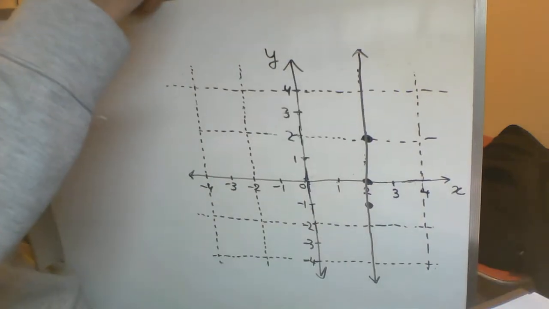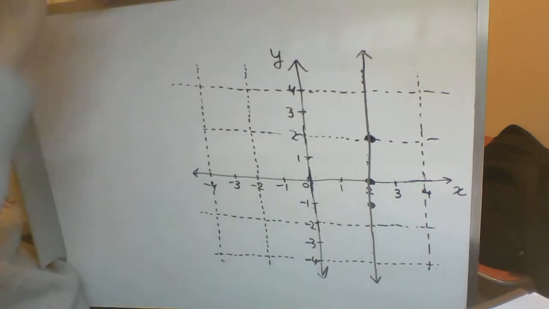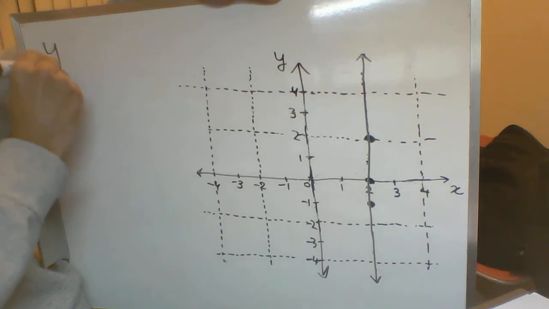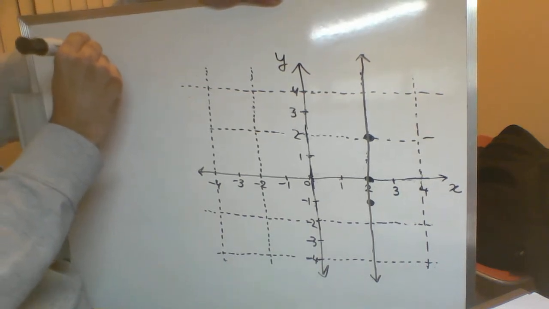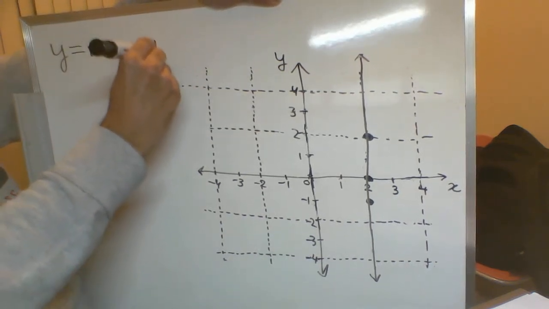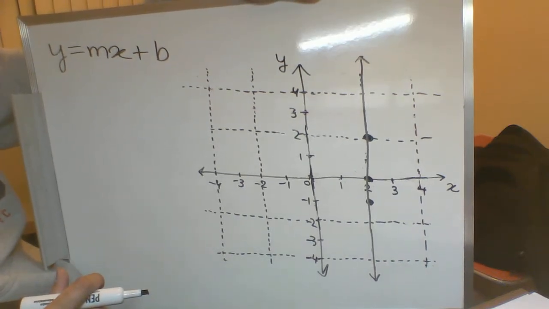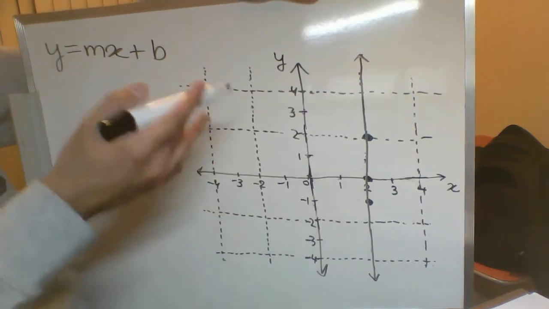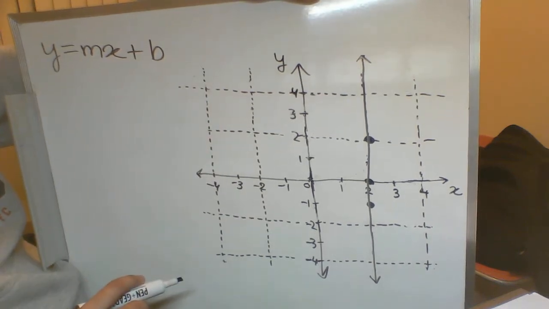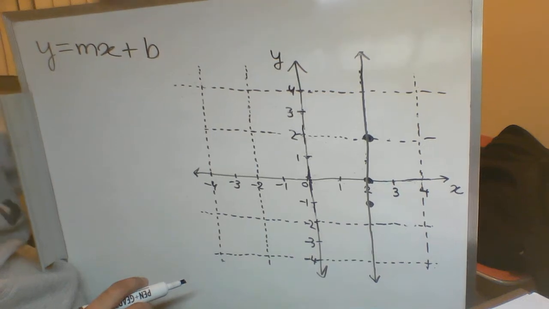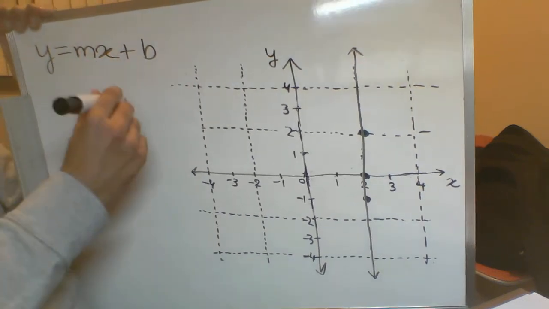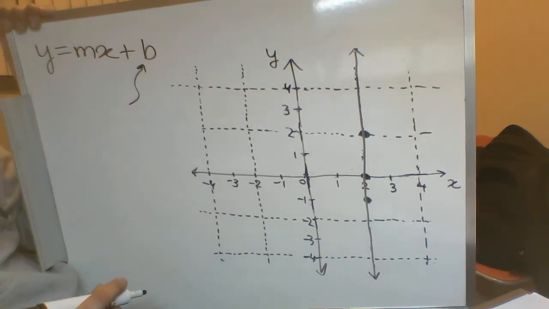So if we tried to go about this the old way, you don't have to write this down, but you can if you wish. If we tried to use the equation of a line, y equals mx plus b, we've got two problems. One, we don't know where this line intersects the y-axis. We don't know where this line crosses the y-axis. So what do we fill in for b?